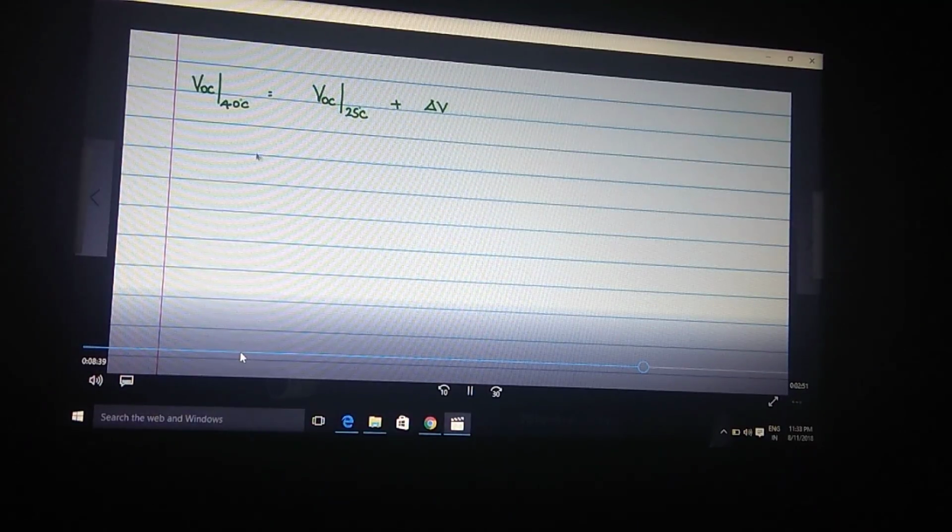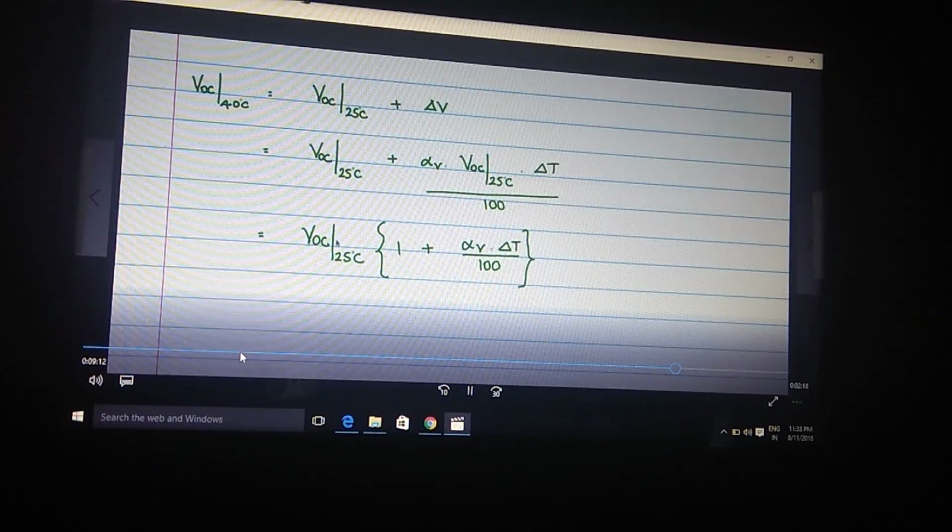Along similar lines, the open circuit voltage at 40 degrees centigrade is given by the open circuit voltage at the standard temperature of 25 degrees centigrade plus a change in voltage delta V. Now this change in voltage delta V can be obtained using the data sheet value of the temperature coefficient of VOC into the VOC at 25 degrees centigrade into the change in temperature by 100. Removing the common factor, it is VOC at standard temperature into 1 plus alpha V delta T by 100.